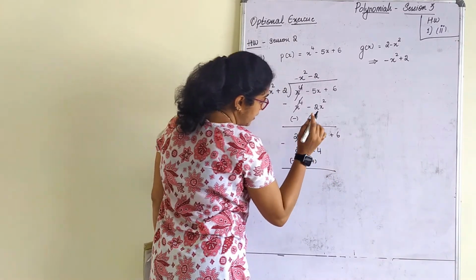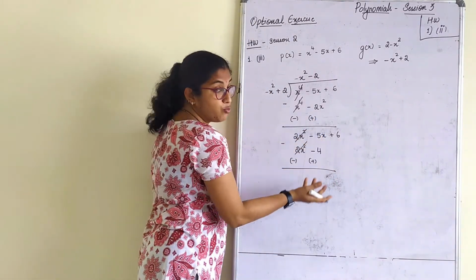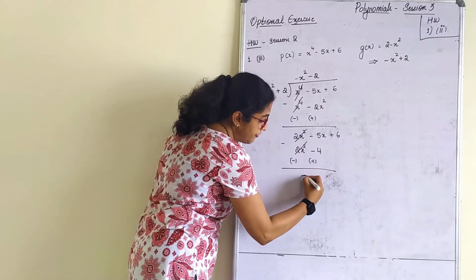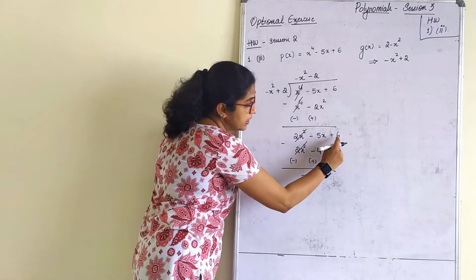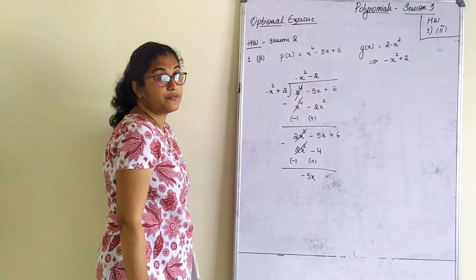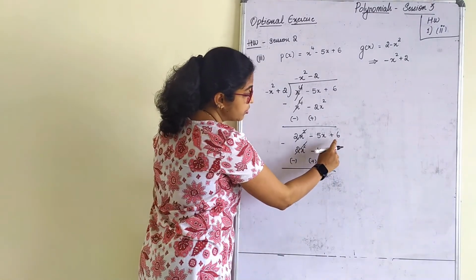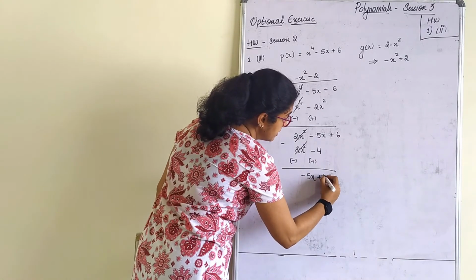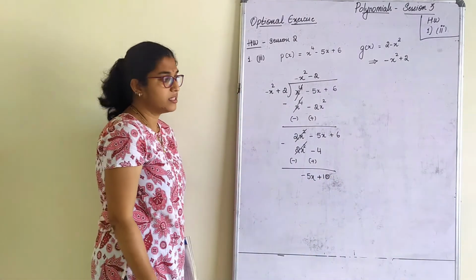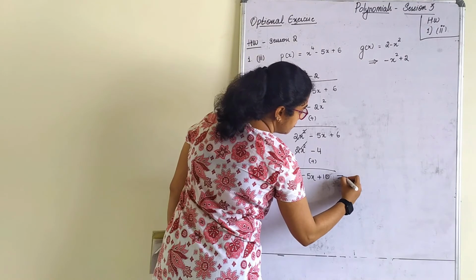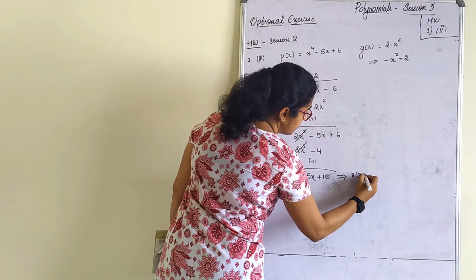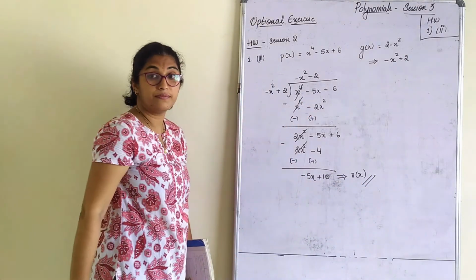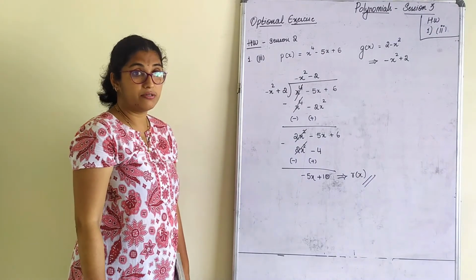X square will get cancelled. With 5x, we do not have anything to do, 5x as it is. Plus 6 minus 4, so sorry, plus 6 plus 4. Answer is plus 10. This is your remainder. That's all. Very clear on the sum, how to do it.